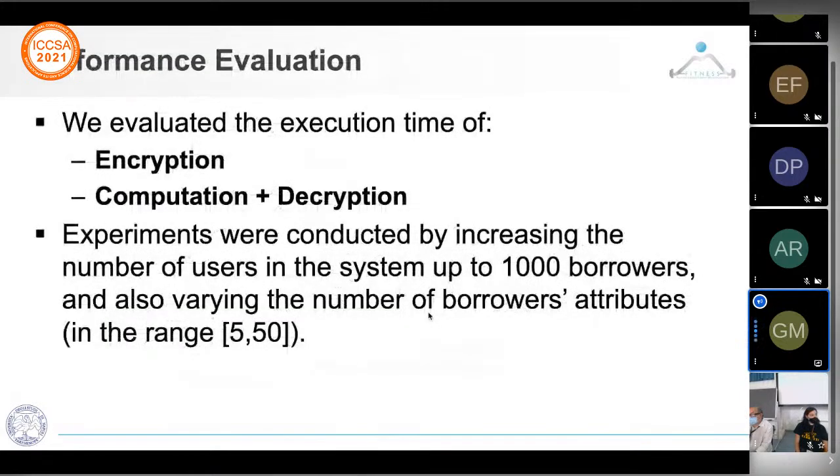We also performed an experimental evaluation. We evaluated the execution time of encryption and the computation plus decryption. So the decryption is quite small, and we computed both of them. Experiments were conducted by increasing the number of users in the system and also varying the number of borrowers' attributes. We are doing machine learning algorithms at the end, and the performance also depends on the attributes that we select to classify the data.